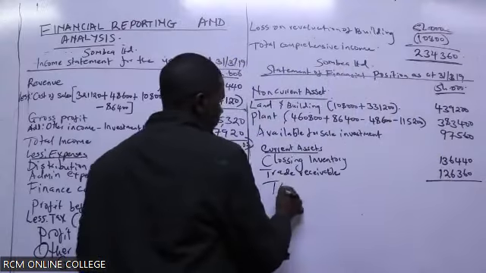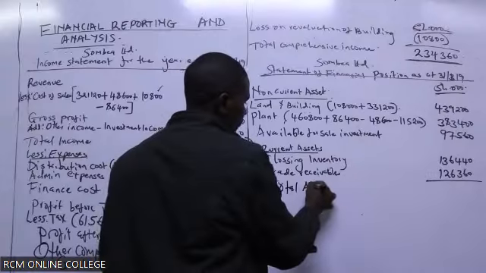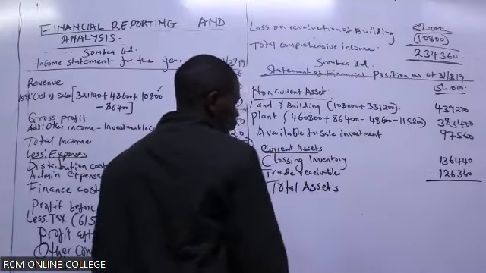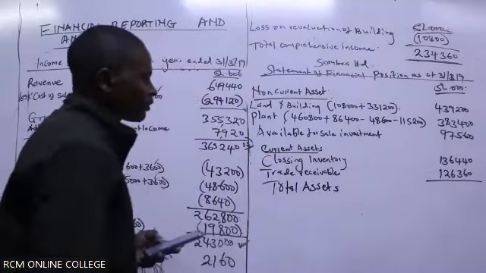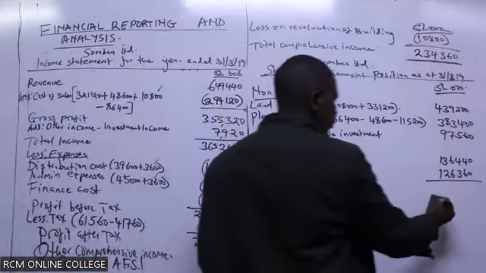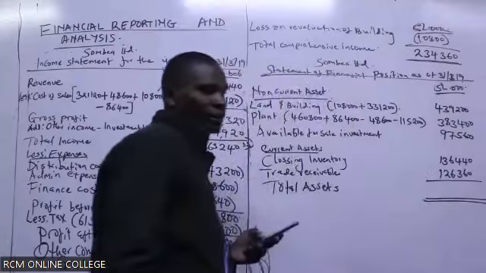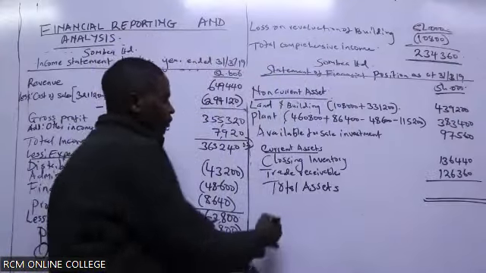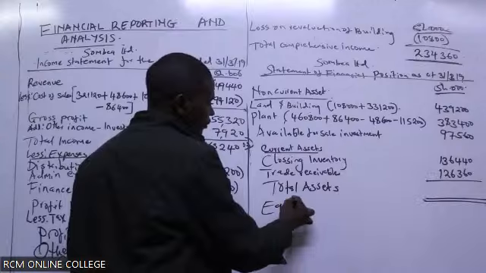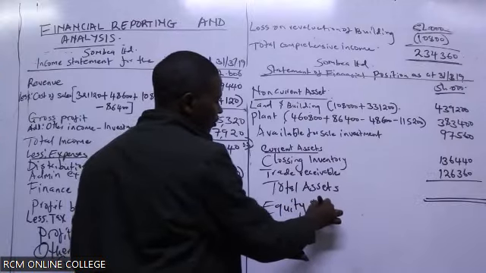Total assets. So what's the total asset here? Who can give us the total asset? Of course, I can close this because that's the subtotal of our assets. Then we go to equity and liabilities.